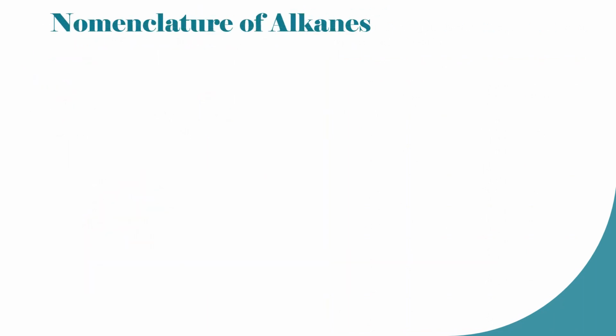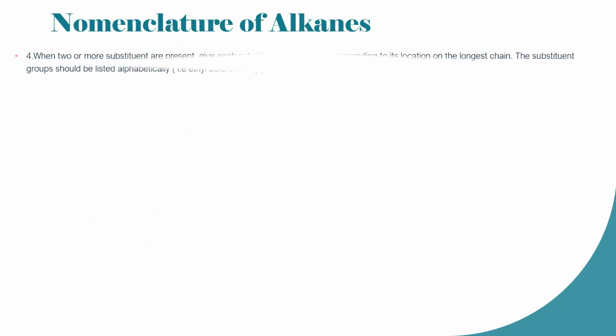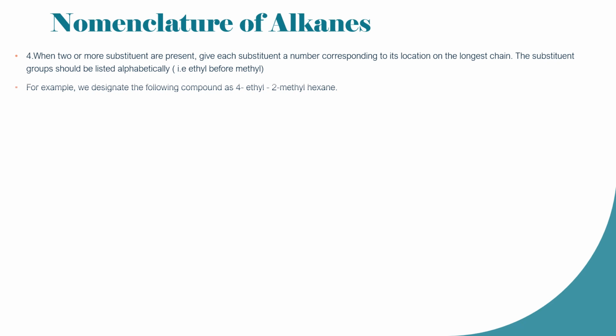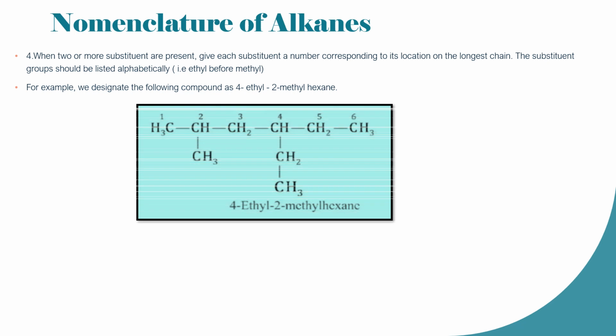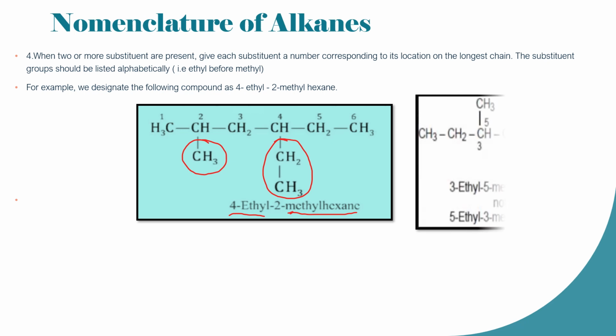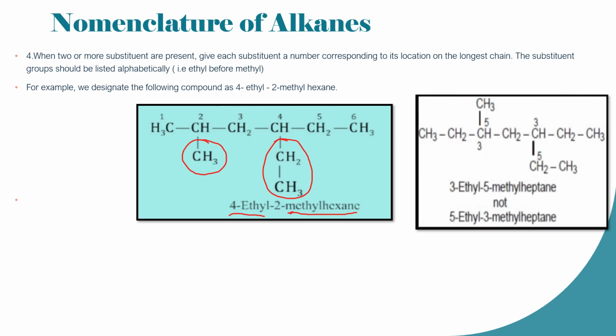The fourth rule is, when two or more substituents are present, give each substituent a number corresponding to its location on the longest chain and write the name in alphabetical order. See the example. In this, the second carbon has one methyl group and the fourth carbon atom has an ethyl group. So here the name is 4-ethyl-2-methylhexane, and there is no gap between methyl and hexane, and the numbers are separated from the group by hyphens. So this is the fourth rule.